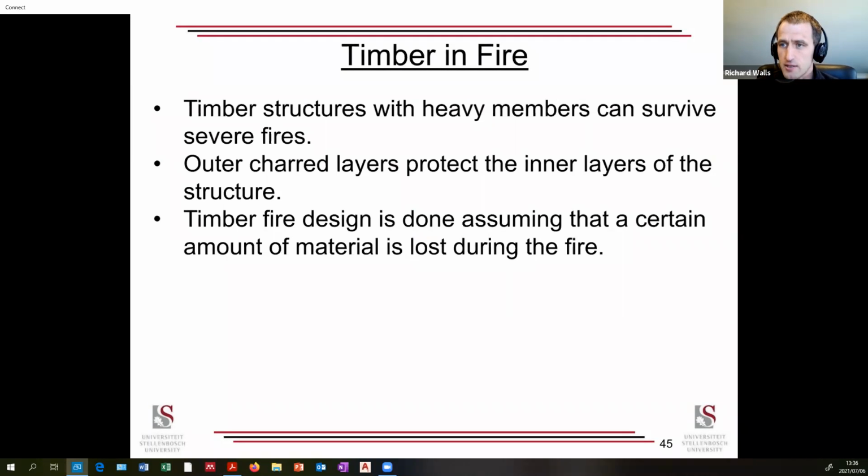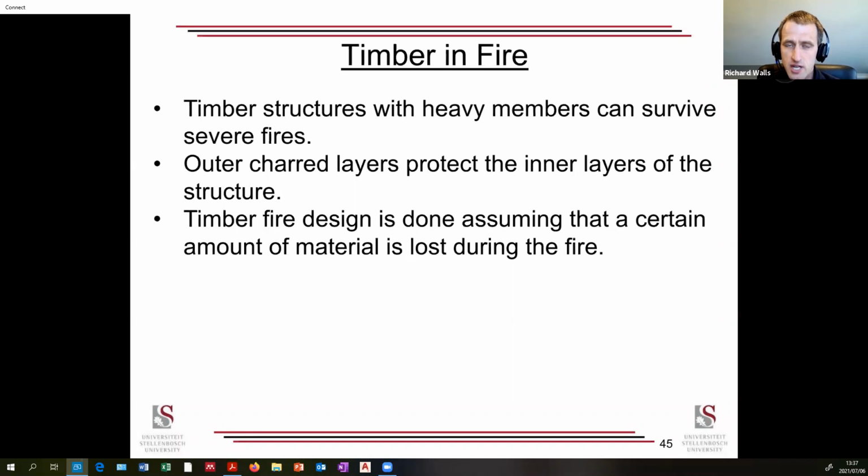Now, timber structures. As soon as you say timber and fire, everyone has a bit of a heart attack, because timber we see as firewood that you can burn, not a structural material, to most structural designers when it comes to fire safety. But timber structures with heavy members can survive severe fires.